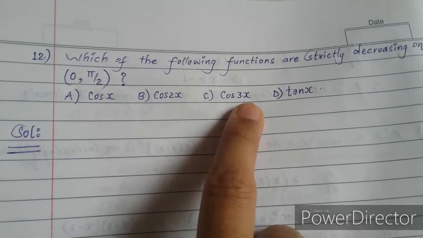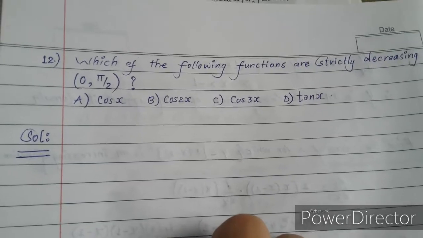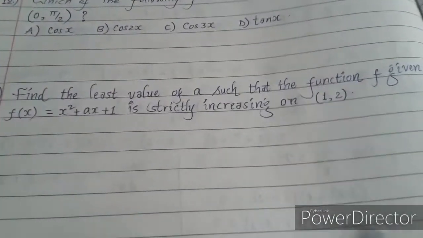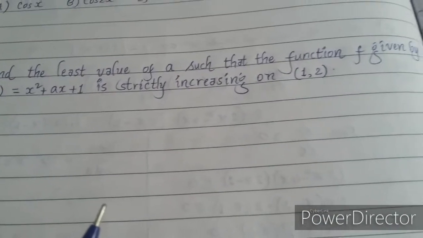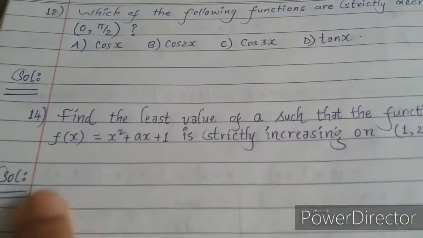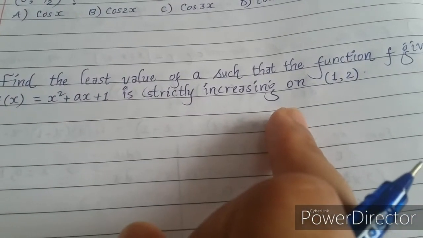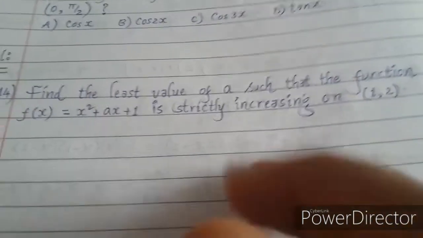Let us try some other problems of this exercise. Do the 13th question on your own, which is an easier level. 14th one, let us see. Find the least value of a such that the function f given by f of x equal to x square plus ax plus 1 is strictly increasing on the open interval 1 to 2.